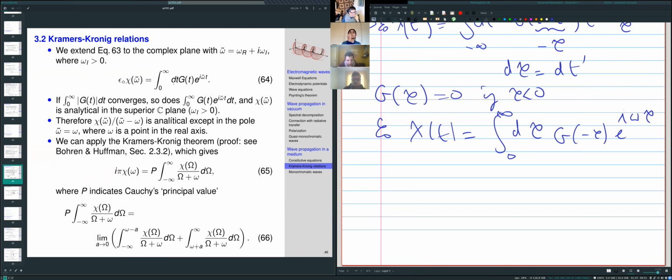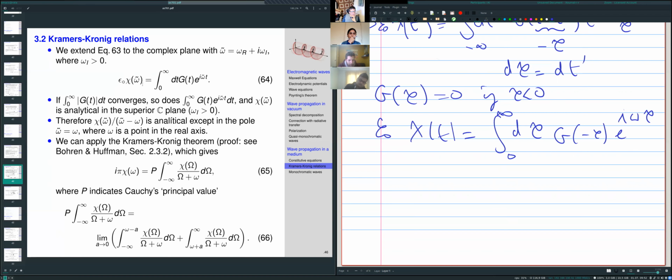And so the idea is to say that if the modulus of this integrand converges, then so does the product of the integrand times this oscillating exponential. And that means this expression allows us to say that this susceptibility is analytical in the superior complex plane for the imaginary extension. I know that this is very arid, but it's just to say that we can apply Cauchy's theorem.